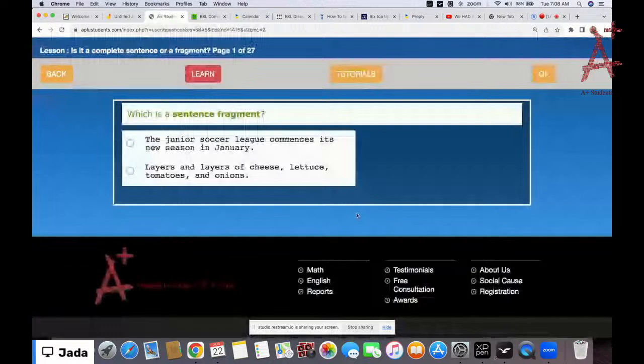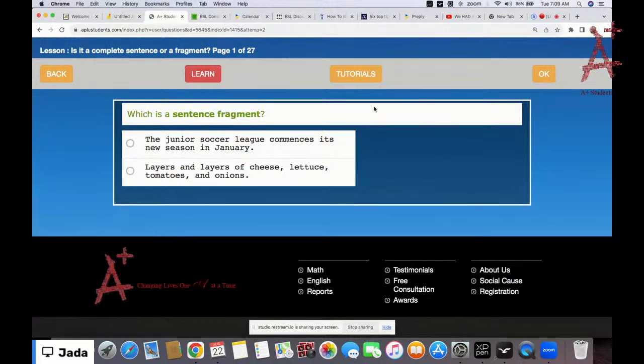All right. So now we have "Is it a complete sentence or fragment?" in this lesson. We just need to identify which one is a sentence fragment and which one is a complete sentence. We have about 27 questions and we will try to do that together. So note again that a sentence is a complete thought. It has a subject and a verb, but a sentence fragment is not a complete thought. It's missing either a helping verb, a subject, or a verb.